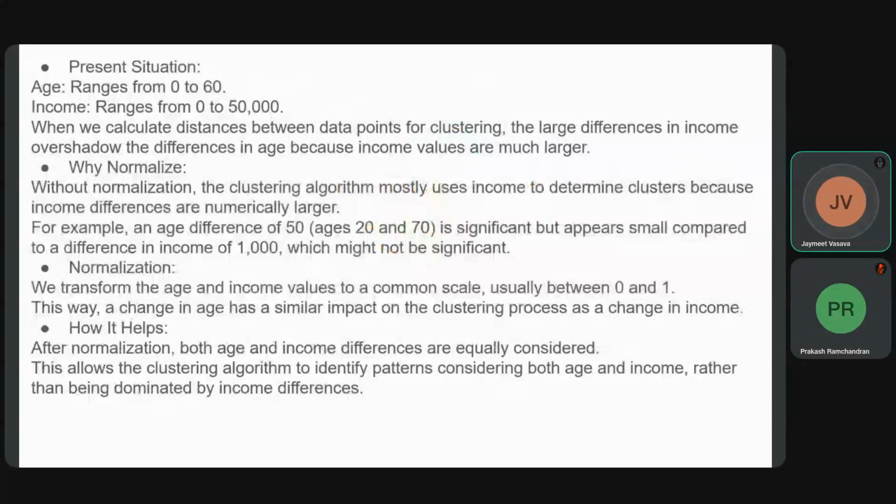For us, the range of age is 0 to 60. The income range is 0 to 50,000.